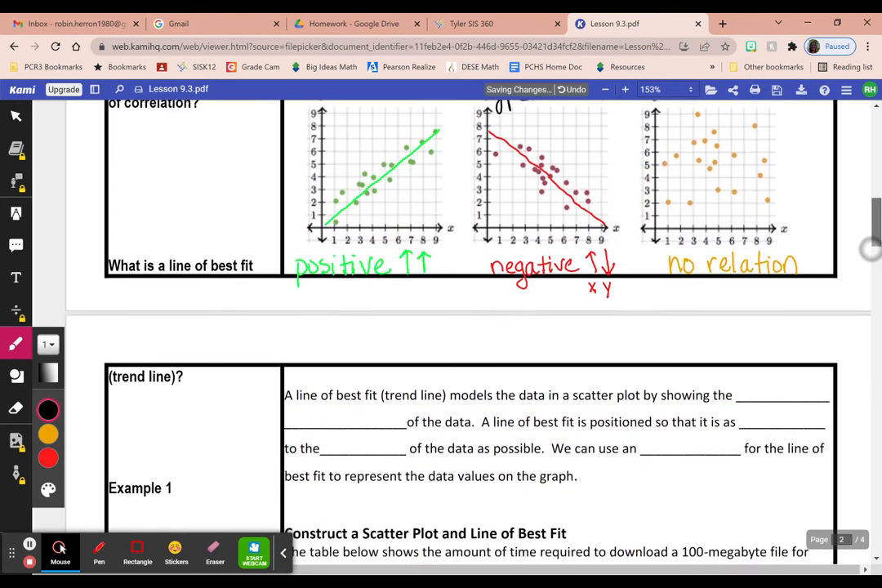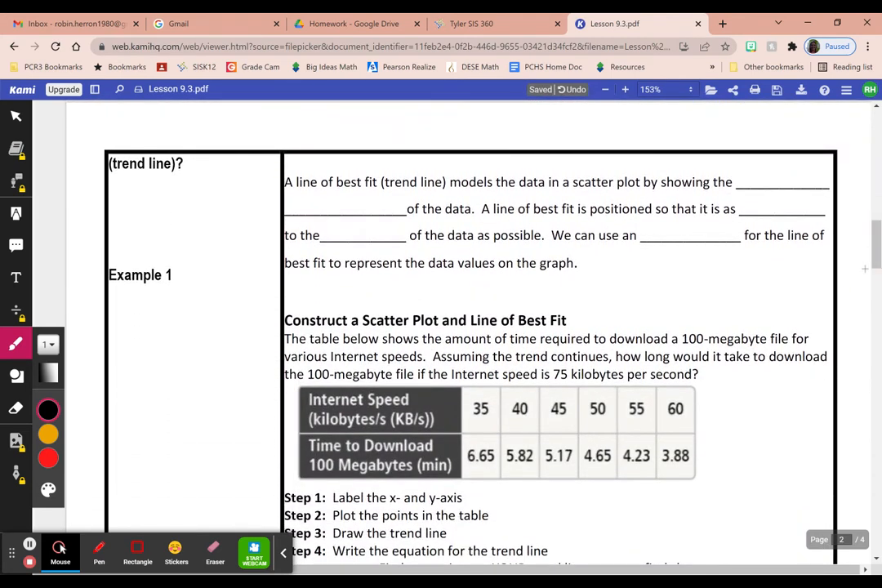Using that, coming down here, we're going to try to make our lines of best fit. A line of best fit, or a trend line, models the data in a scatter plot by showing the general direction that the points seem to be going. Just like before, going up together was a positive line, and down together was negative. A line of best fit is positioned as close to the middle of the data as possible. You want the line to be as close as possible. We can use an equation.